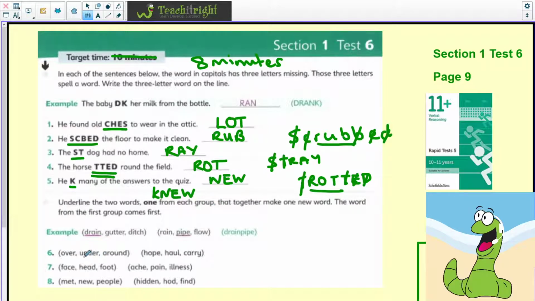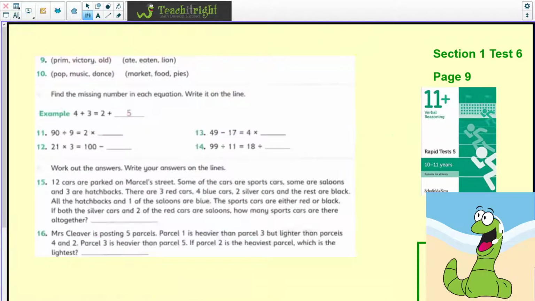Let's have a look at the next section. These are compound words. So we're choosing one word from the first set and another word from the second set, and make sure that they are two words together, not hyphenated words. Okay, they need to be two words stuck together to make one. So we've got overhaul, headache. Number 8, we've got method. Let's go on to the next page. Number 9, we've got primate. And number 10, we've got poppies.